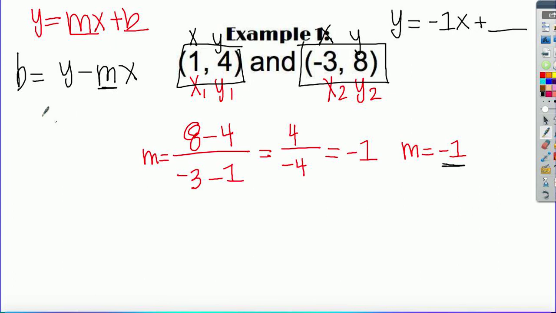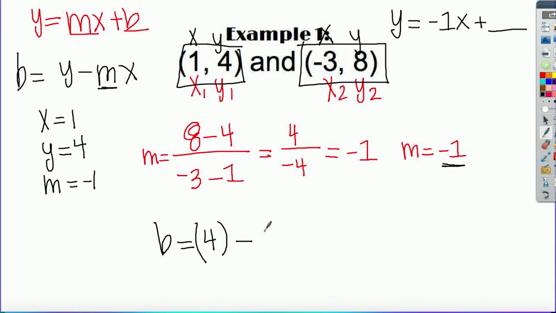So I'm saying that the x value is equal to 1, the y value is equal to 4, and the m value is equal to negative 1. Plugging those in for y, m, and x so that I can find out b, the y-intercept. So we've got b is equal to y, which is 4, minus m, which is -1, times x, which is 1.